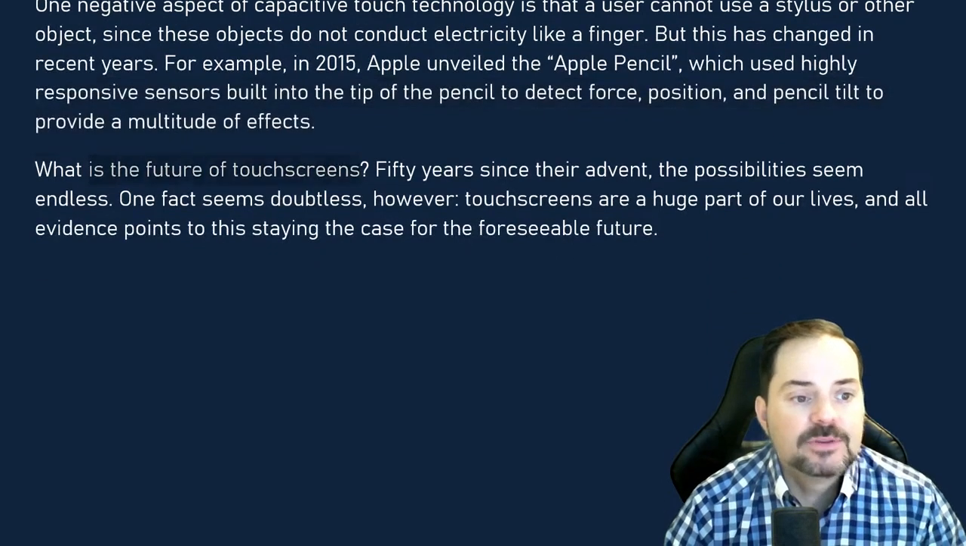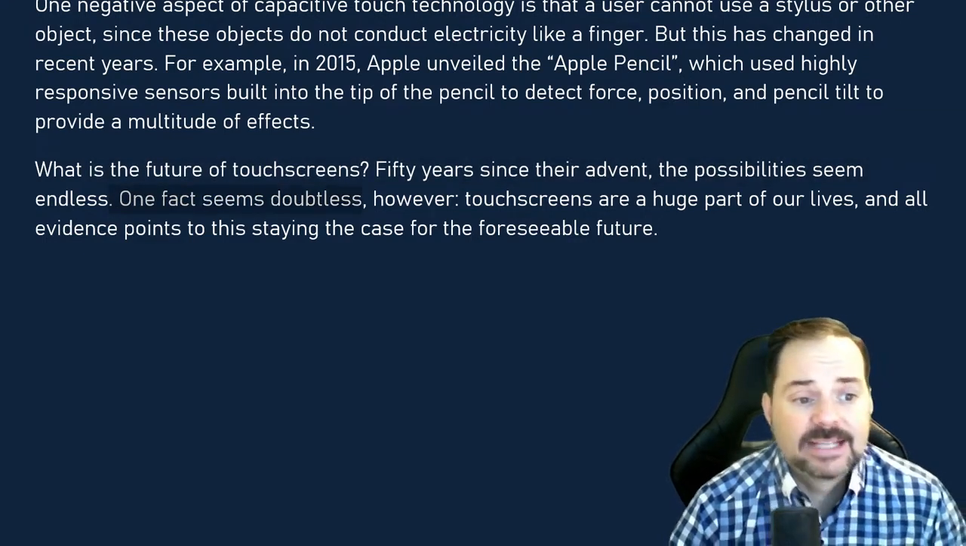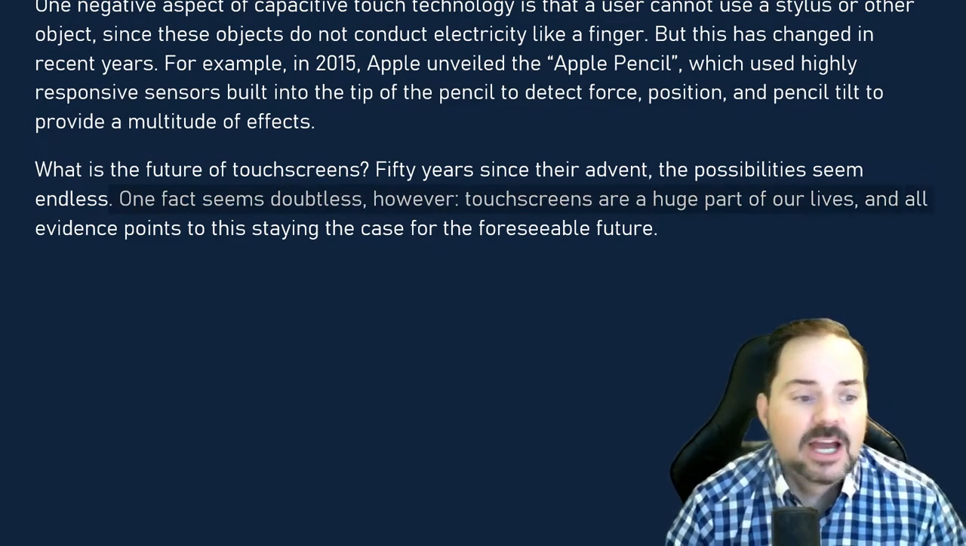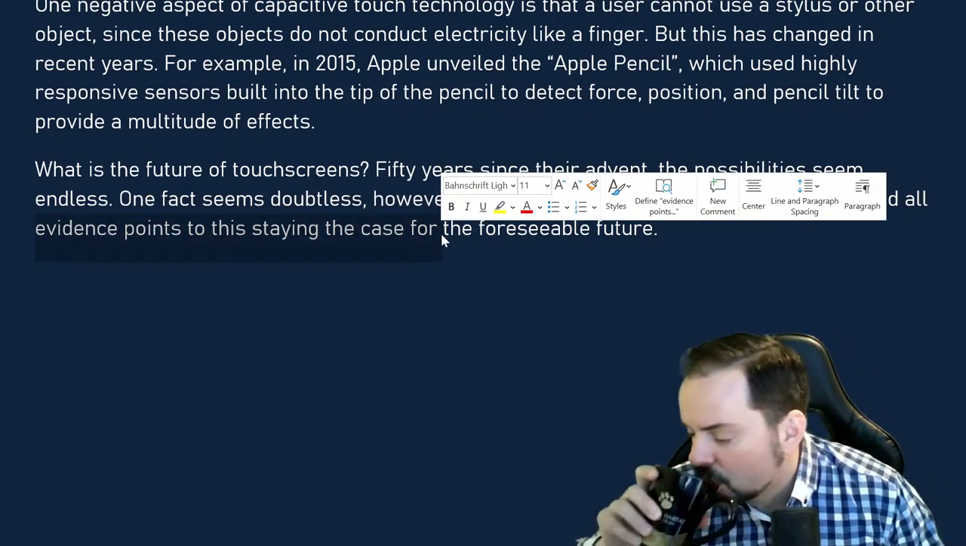What is the future of touchscreens? 50 years since their advent, the possibilities seem endless. One fact seems doubtless, however. Touchscreens are a huge part of our lives, and all evidence points to this staying the case for the foreseeable future.